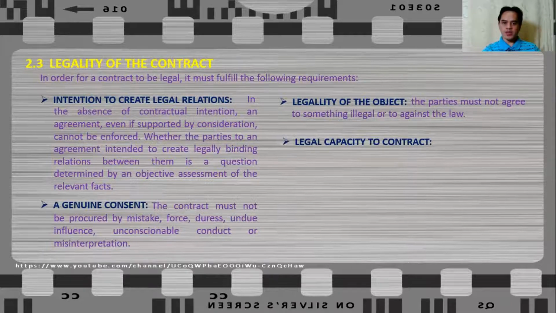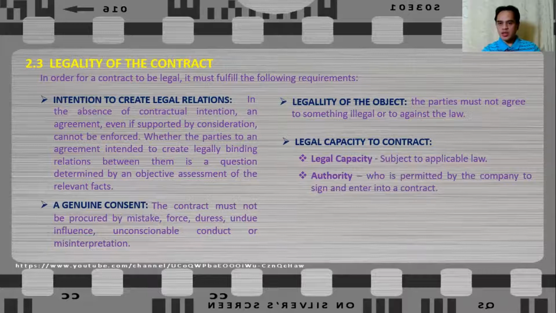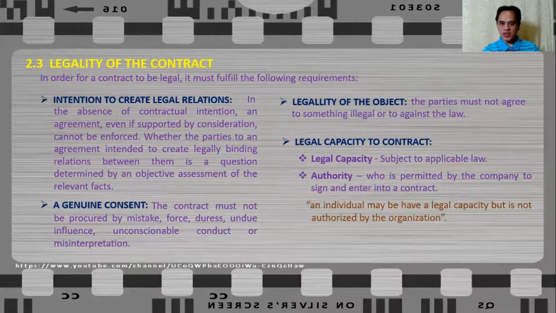And then there must be a legal capacity to contract. What does it mean? We have to think about legal capacity first. This is subject to applicable law. Who has the legal capacity to contract? Next is the authority to contract. Who has the authority? Authority means that a person is permitted by the company to sign and enter into a contract. It is because an individual may have a legal capacity but is not authorized by the organization.